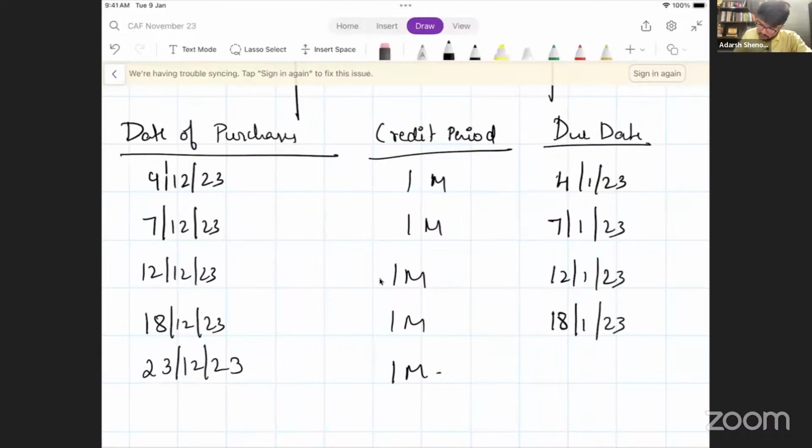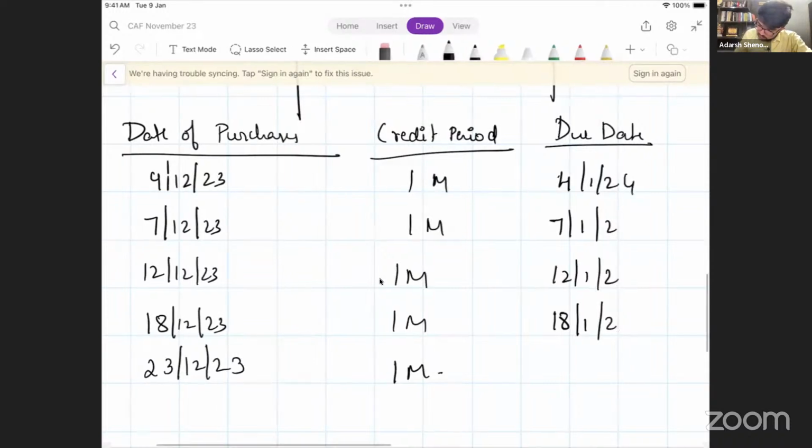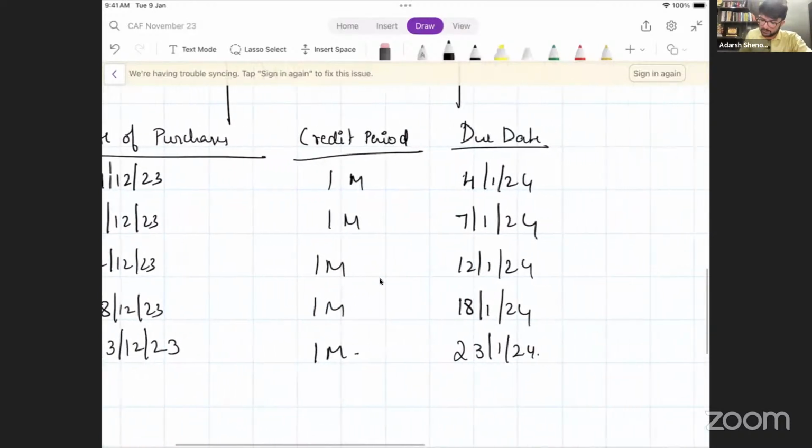I hope everyone is clear with this. It's 24, sir, not 23. Okay, next year, no. So 24. 23, 1, 24. It's going to take some time for us to get used to it. Anyway.